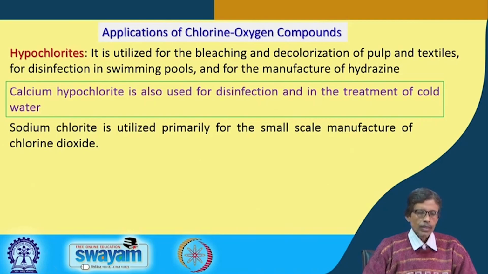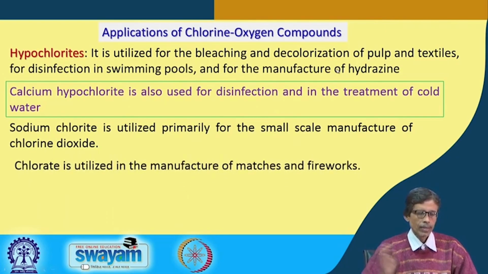Then the other one, sodium chloride. Sodium chloride can also be utilized for small scale manufacture of chlorine dioxide that we have just now seen. So, this is utilization of one chemical for the production of another chemical as and when required. If we need chlorine dioxide preparation or manufacturing, we can have a storehouse of sodium chloride for that particular purpose.